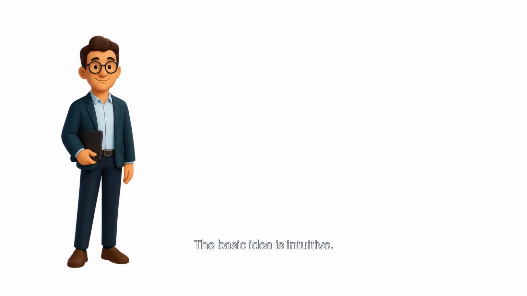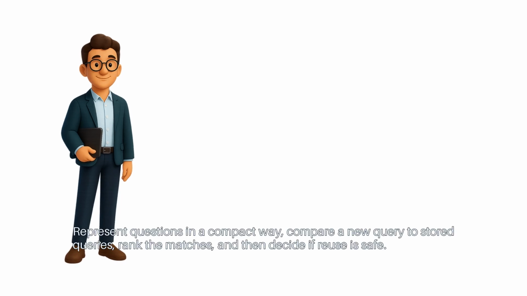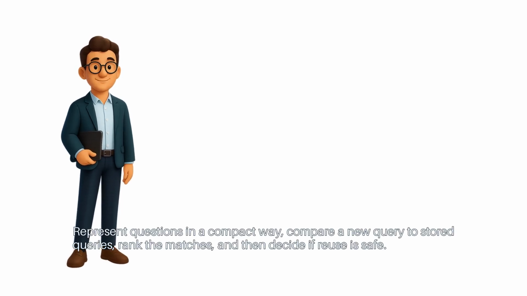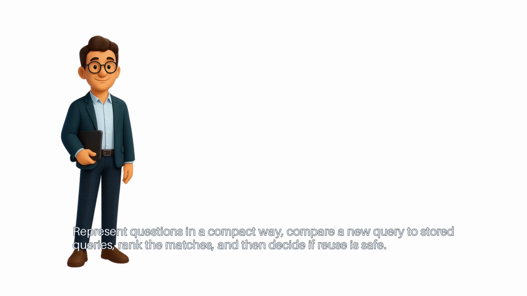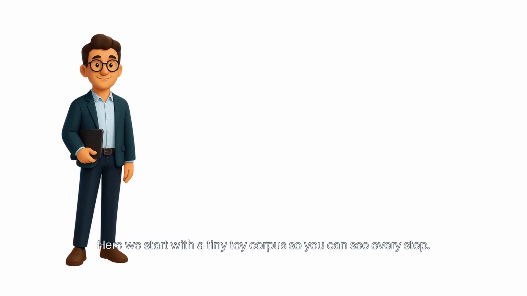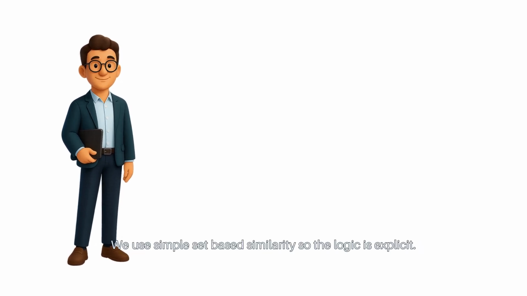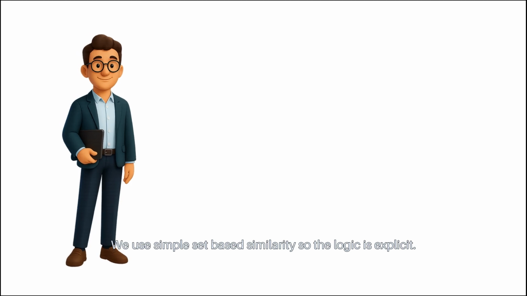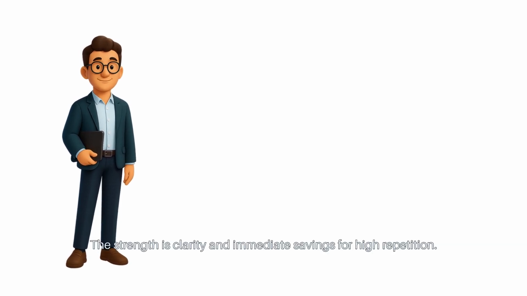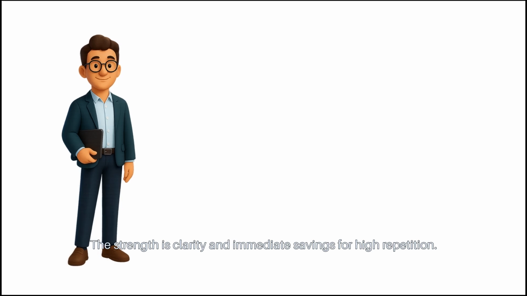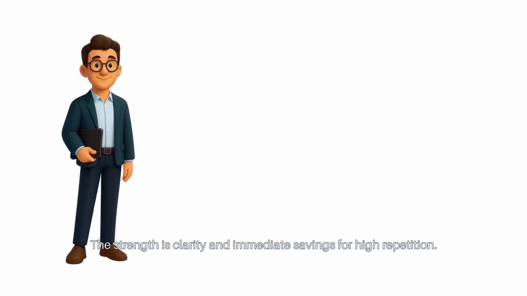The basic idea is intuitive. Represent questions in a compact way. Compare a new query to stored queries, rank the matches, and then decide if reuse is safe. Here we start with a tiny toy corpus so you can see every step. We use simple set-based similarity, so the logic is explicit. The weakness is obvious. Bag of words misses deep paraphrase. The strength is clarity and immediate savings for high repetition.